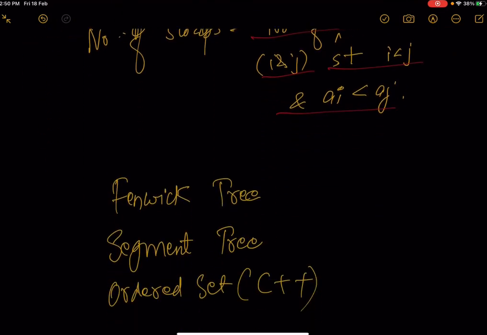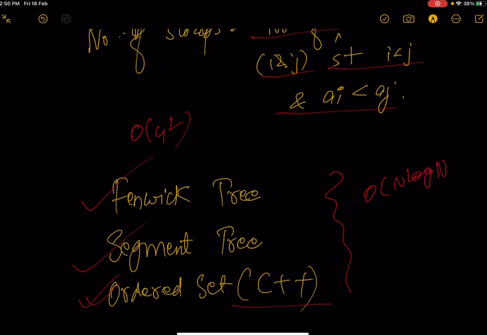Now, how can you find this? Basically there are various options. Either you can do brute force, in which case the time complexity will be order of n square, or you can use a Fenwick tree, or a segment tree, or an ordered set if you are using C++. The time complexity of all of them would be order of n log n.